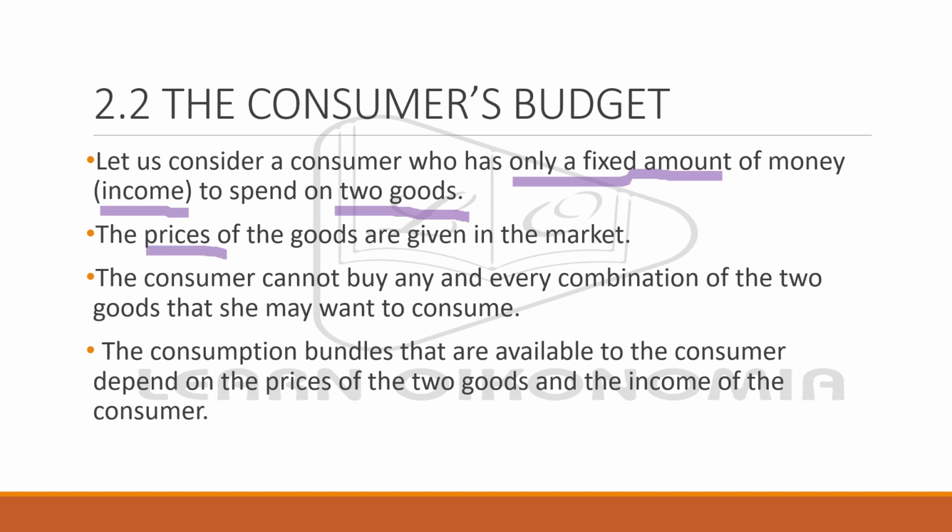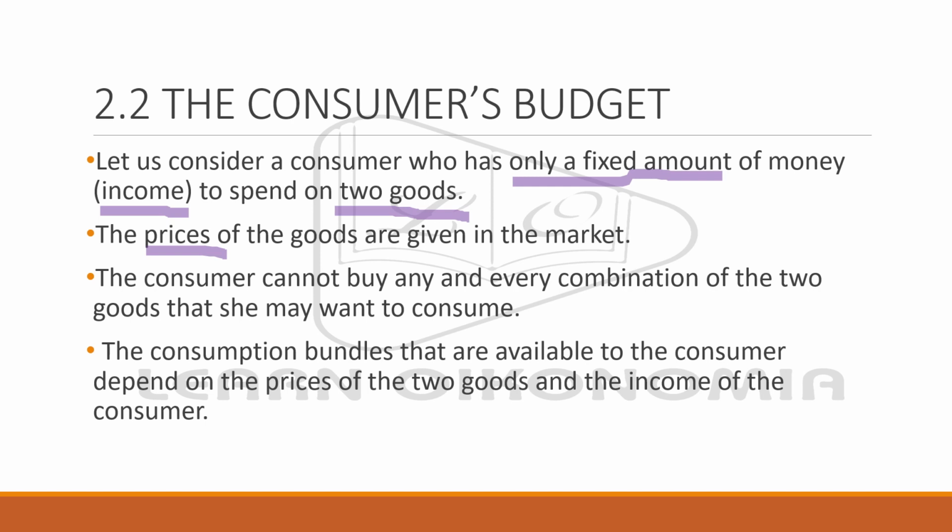The consumer cannot buy any and every combination of the two goods that she may want to consume. Why is this? Because she has some constraint. We call it the income constraint. There is something in the name of income constraint, so the consumer cannot do this. This is how it goes, and this is how it happens.